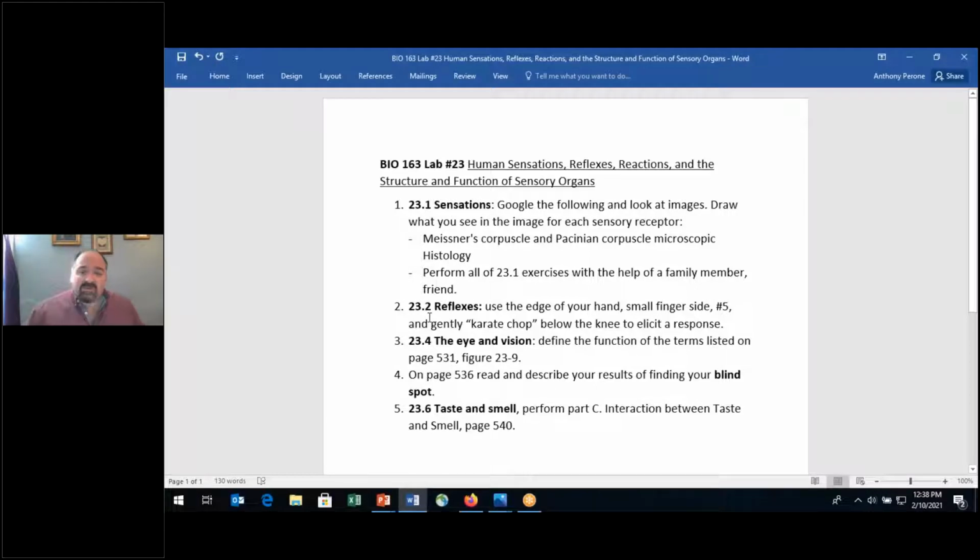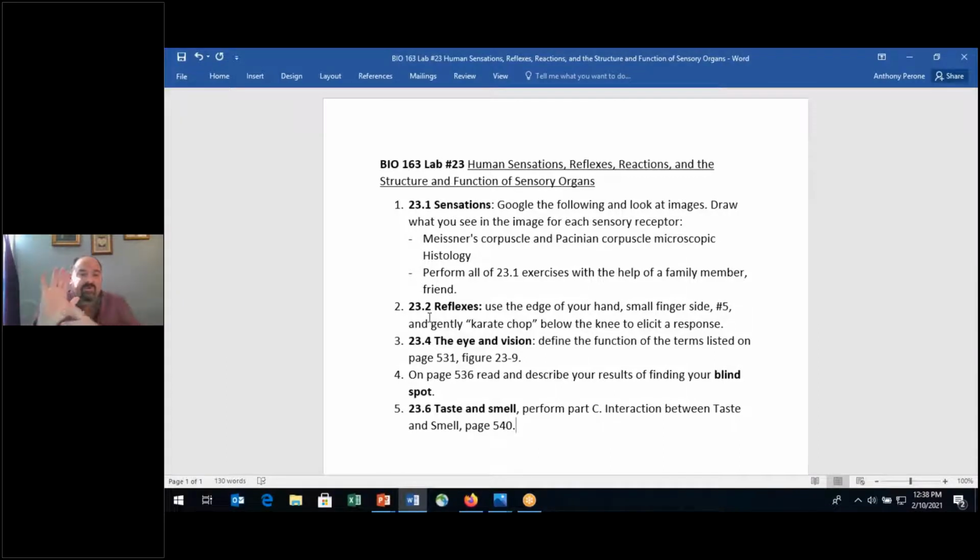In 23.2, we're going to be looking at reflexes. I do have a reflex hammer, but you all, I'm sure, do not have one available to you, and I would not recommend using a hammer per se. Instead, you can use the knife edge of your hand, like the karate chop you've seen in movies. You can do the same with this portion.